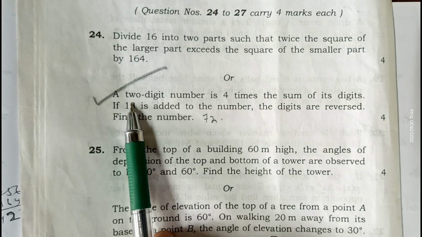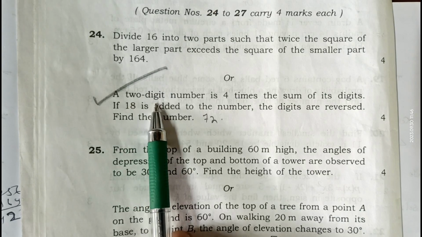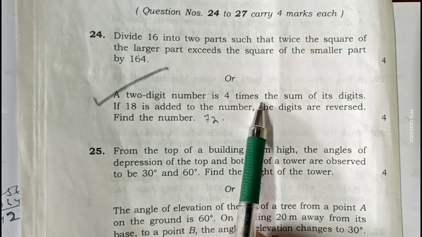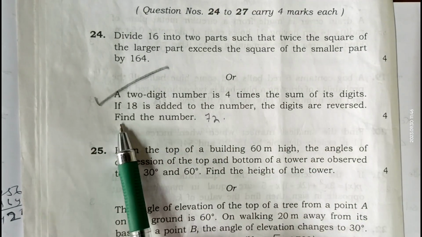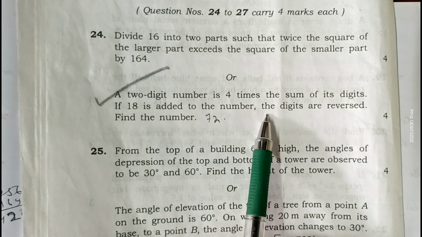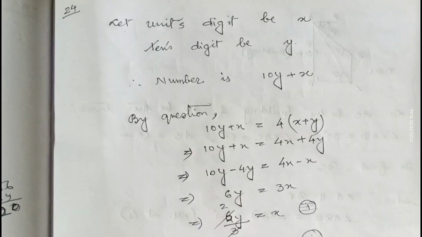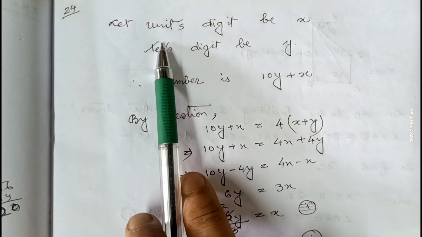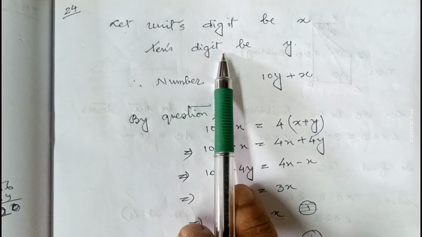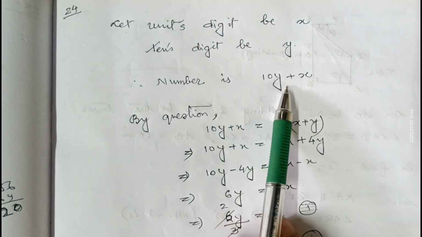In the second part of question 24 it is given that a 2-digit number is 4 times the sum of its digits. If 18 is added to the number, the digits are reversed. Find the number. Here we can consider, let the unit digit be x and the tens digit be y. So the number will be 10y plus x.